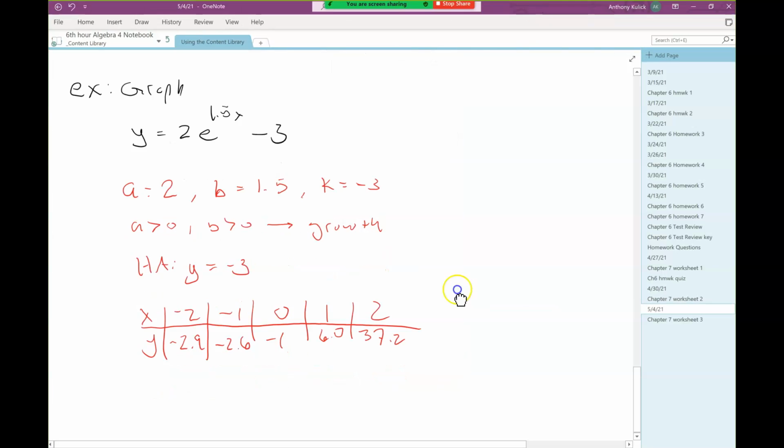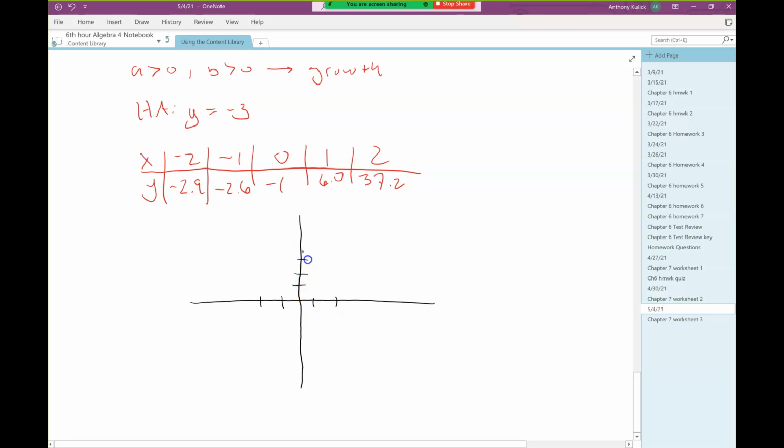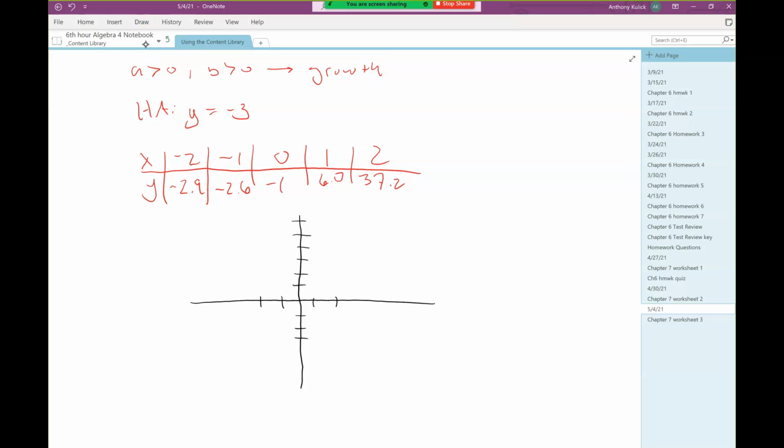There's my table of values, and just like before, we do this the same way. So make an XY-axis. It's basically identical to the first homework, the same process. The only thing that changes is the way you determine whether it's growth or decay, and choosing the x's in your table. So you just drop the h part. Then I draw my horizontal asymptote, and I just plot my points.